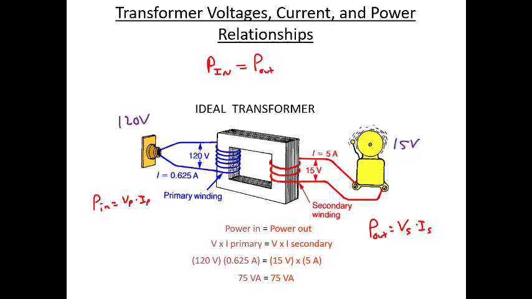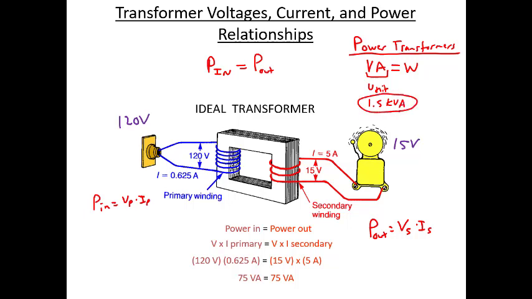Now's a good time to talk about power for transformers. They're always going to be denoted in VA. Now for this class, we're going to say that a VA is equal to a watt. So the VA is the unit. We'd say, how big is our transformer? It's a 75 VA transformer, or it's a 1.5 kVA transformer. That would be the power rating of the transformer.